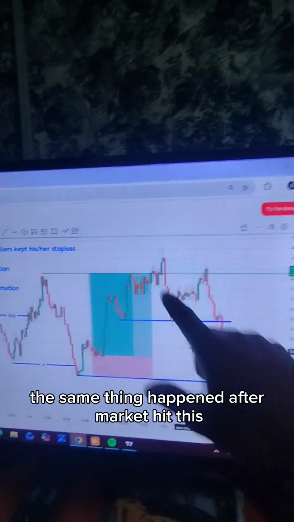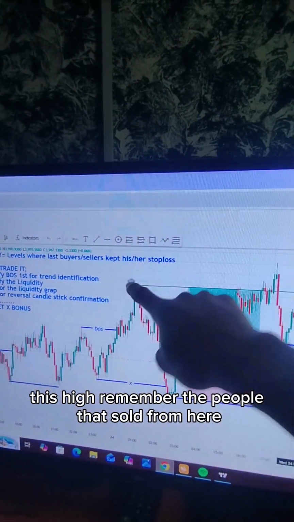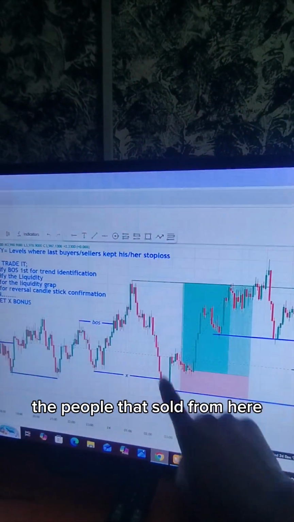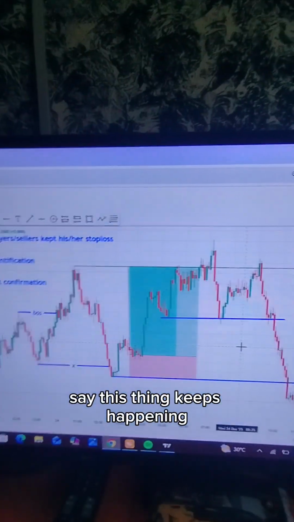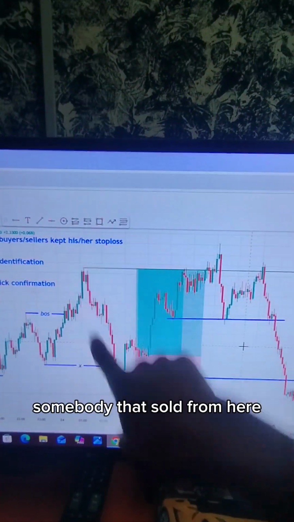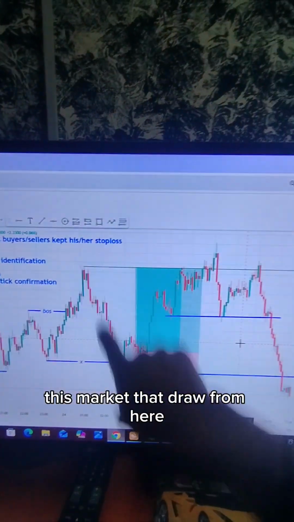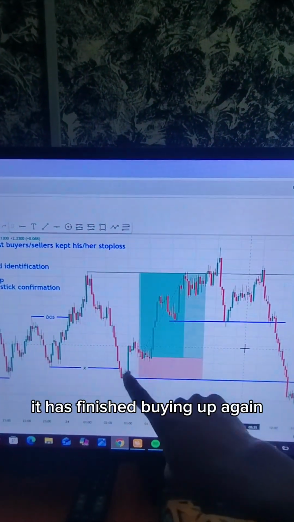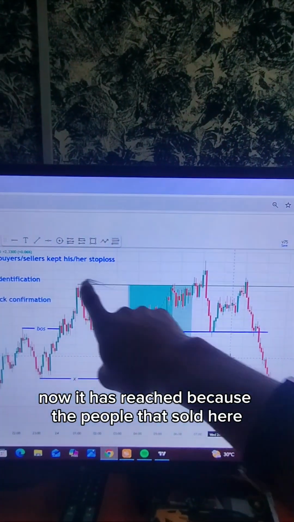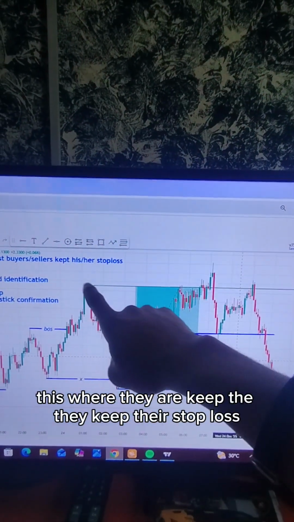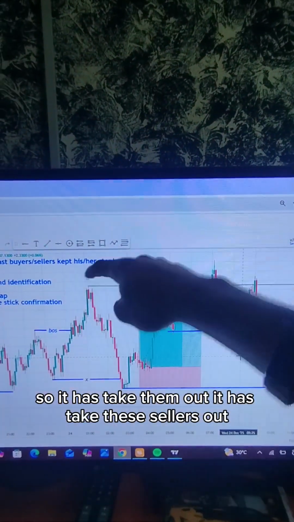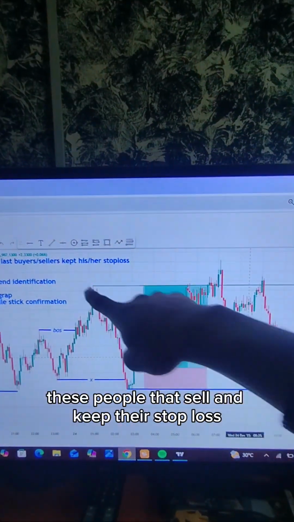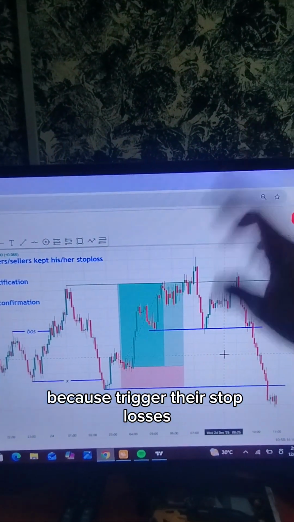The same thing happened. After the market hit this high, remember, the people that sold from here, this is where their stop loss is. You see, this thing keeps happening. It's just for you to pay attention and listen to what the market is doing. The market dropped from here to take this liquidity and bought up again. It has triggered the stop losses of the people that sold there, so it has taken these sellers out.